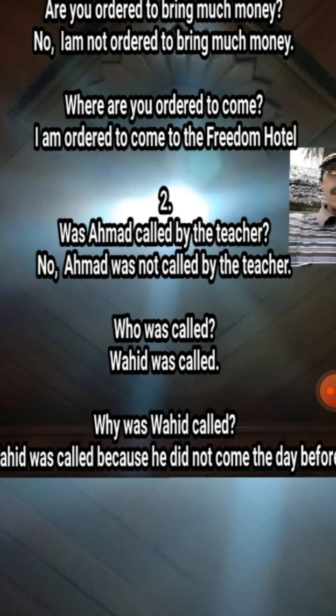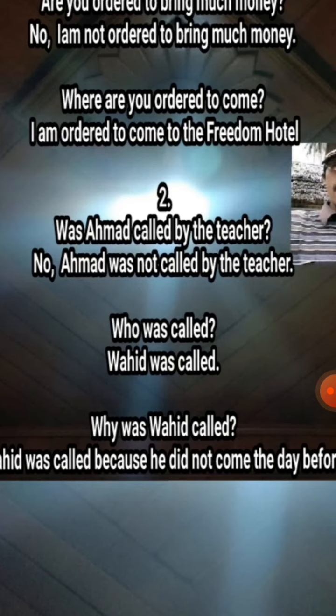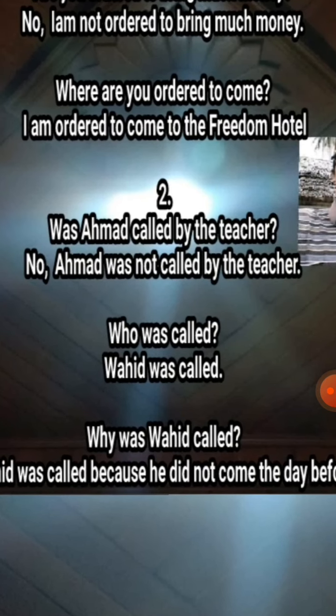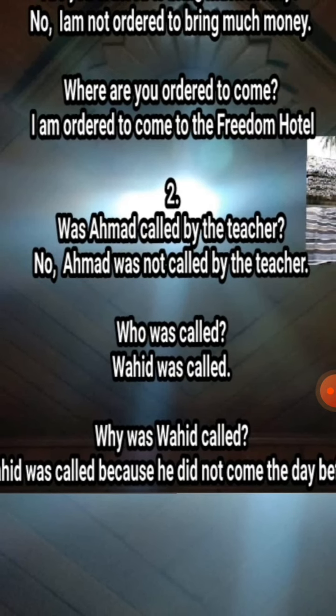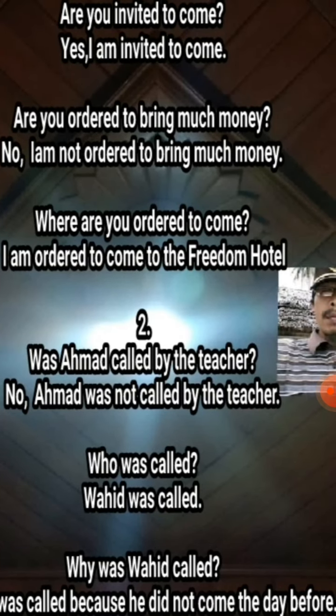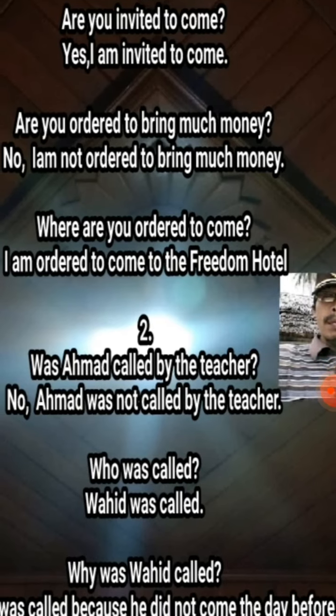And then the next example, where are you ordered to come? After the question word where, we use to be are, and then the subject you. Now after the subject, we also use the third verb or past participle. Where are you ordered to come? I'm ordered to come to the Freedom Hotel. Example number 1 is in the form of present.